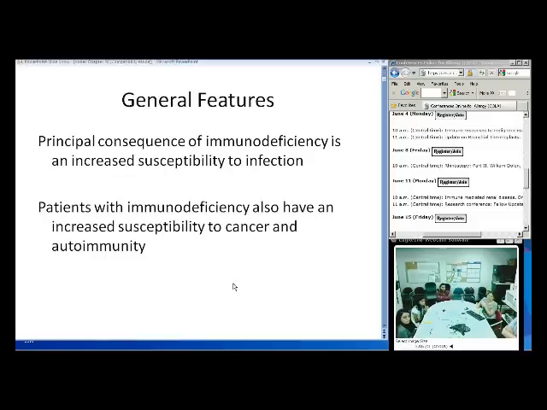Okay. So the principal consequence, I think that's spelled wrong. Principals, Pam. I think that's the guy who's in charge of the school.